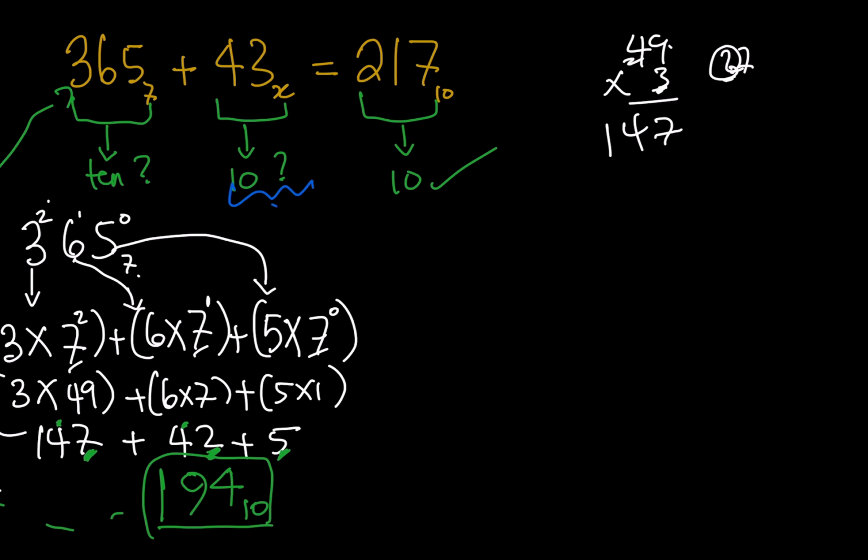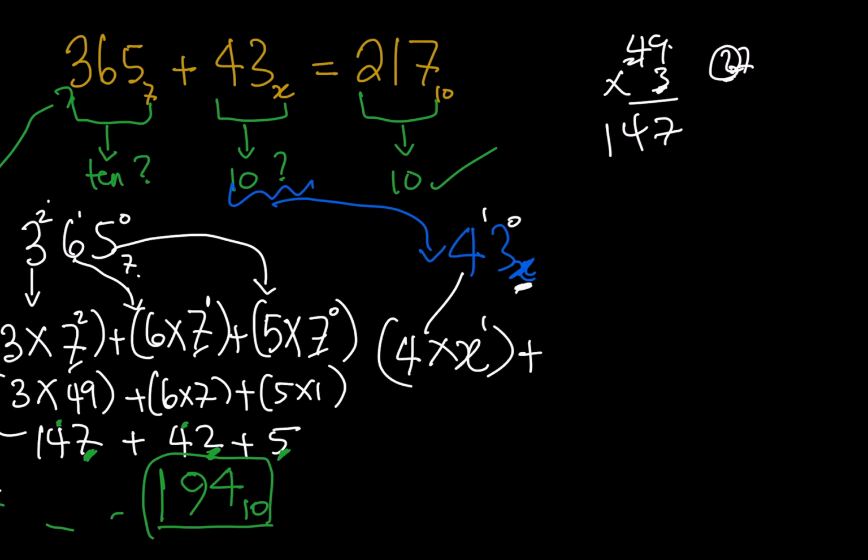Now, let's take a look at 43 to the base x, and we want to convert it to base 10. We always said that we are going to have a 0 here and a 1 there, so that we're going to have 4 here multiplied by this base to the power 1, plus 3 times the base to the power 0. Don't forget, it's the base that takes the exponent.